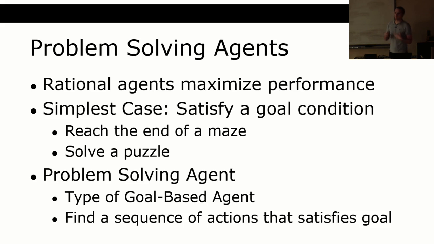So a problem-solving agent is a type of goal-based agent. And what we want to do, essentially, is find a sequence of actions that satisfies the goal. So if we have a particular problem, the output of our function, of our search or neural network or whatever, is going to be a sequence of actions that takes us from the starting state of that problem to a goal state of that problem, if there are many, or the goal state if there's just one.